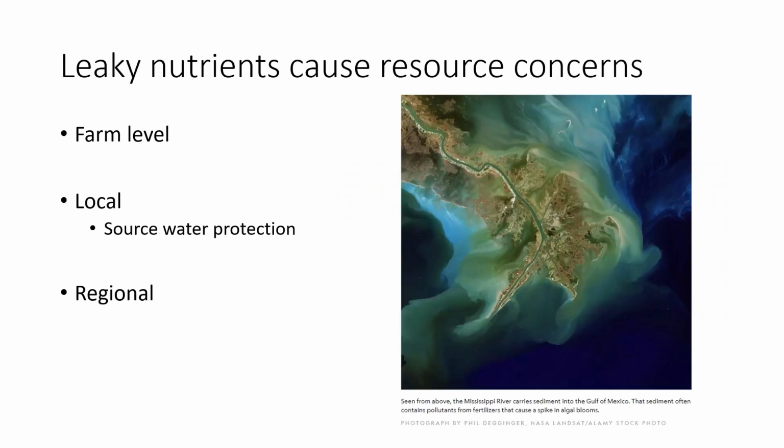With all the benefits of drainage systems, there are also unintended consequences. So leaky nutrients, especially dissolved nutrients such as nitrate and dissolved phosphorus, can be transported. If there's water to get down into the pipes, into the tiles, they can be transported off-site down into surface waters. So really those resource concerns pop up at every level.